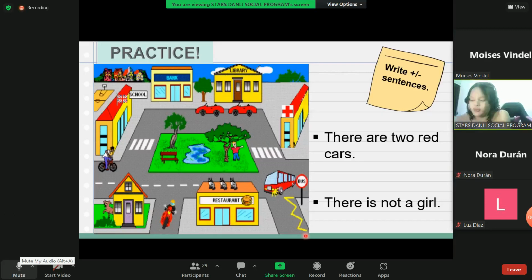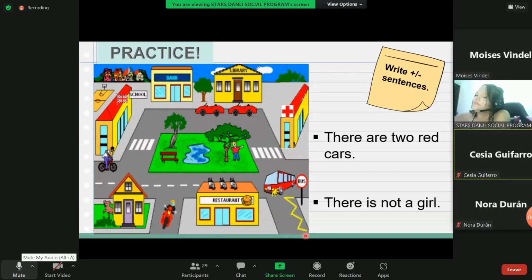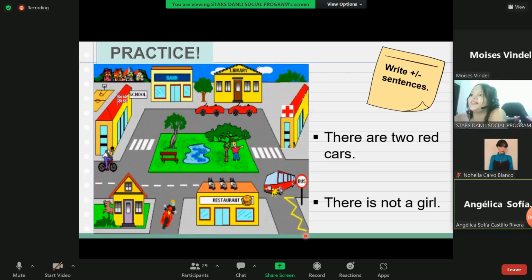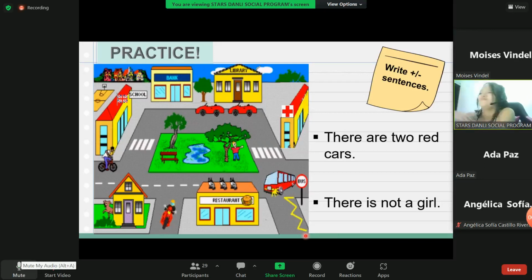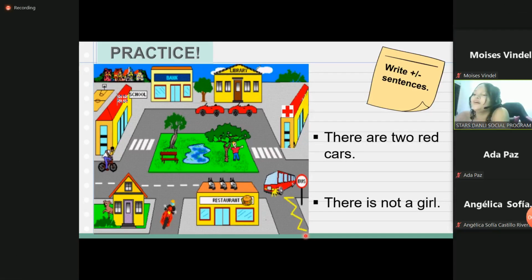There's not a train. What else? What else can we say? There is not a cat. Okay, there's not a cat. Supermarket. There aren't birds. Okay, there are birds. Yes. Excellent. There is not a supermarket. Okay, there's not a supermarket. Angelica said, excellent. There is no police station. A police station. Excellent. There's not a police station. Right. So, what else? Emelina? There is no hospital. Okay, we can say there's not a hospital. Good. What else?